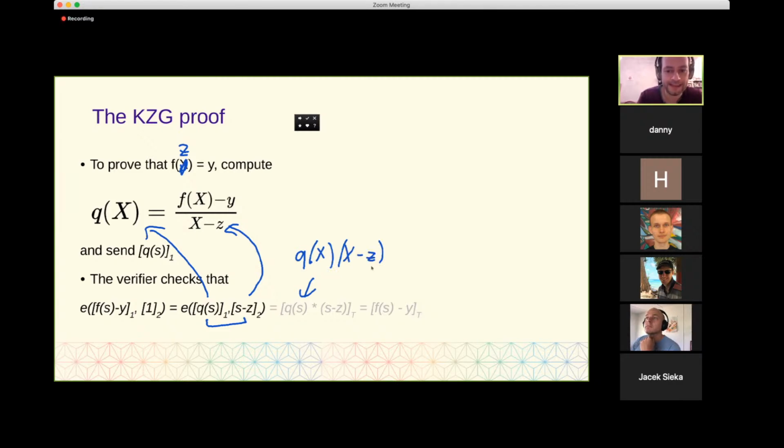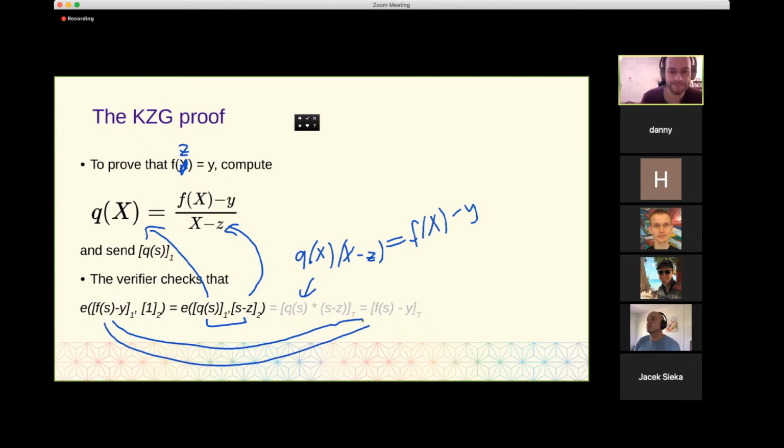But that's just f of x minus y, right? So if this equation is true, then that is f of s minus y. And that is obviously the same as the very first pairing. Okay, I think so. This is really like the core of everything. So I'll pause here if anyone wants to ask some questions. I don't know if that's clear.